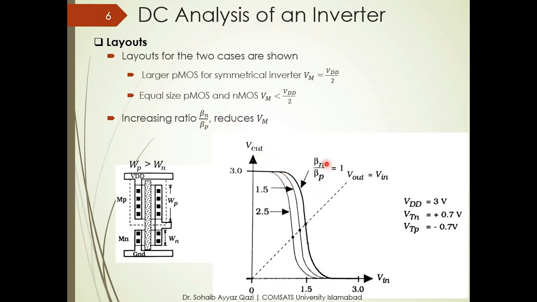For example, if we have beta N by beta P equal to 1, then we have this curve for this design. If we have beta N by beta P equal to 0.5, then this curve shifts to the left, and we have similar settings for 2.5 as well. So if we have to shift our Vm, this midpoint voltage, to the left or to the right, we have to change this ratio of beta N and beta P. So this is it for our symmetric inverter designs.